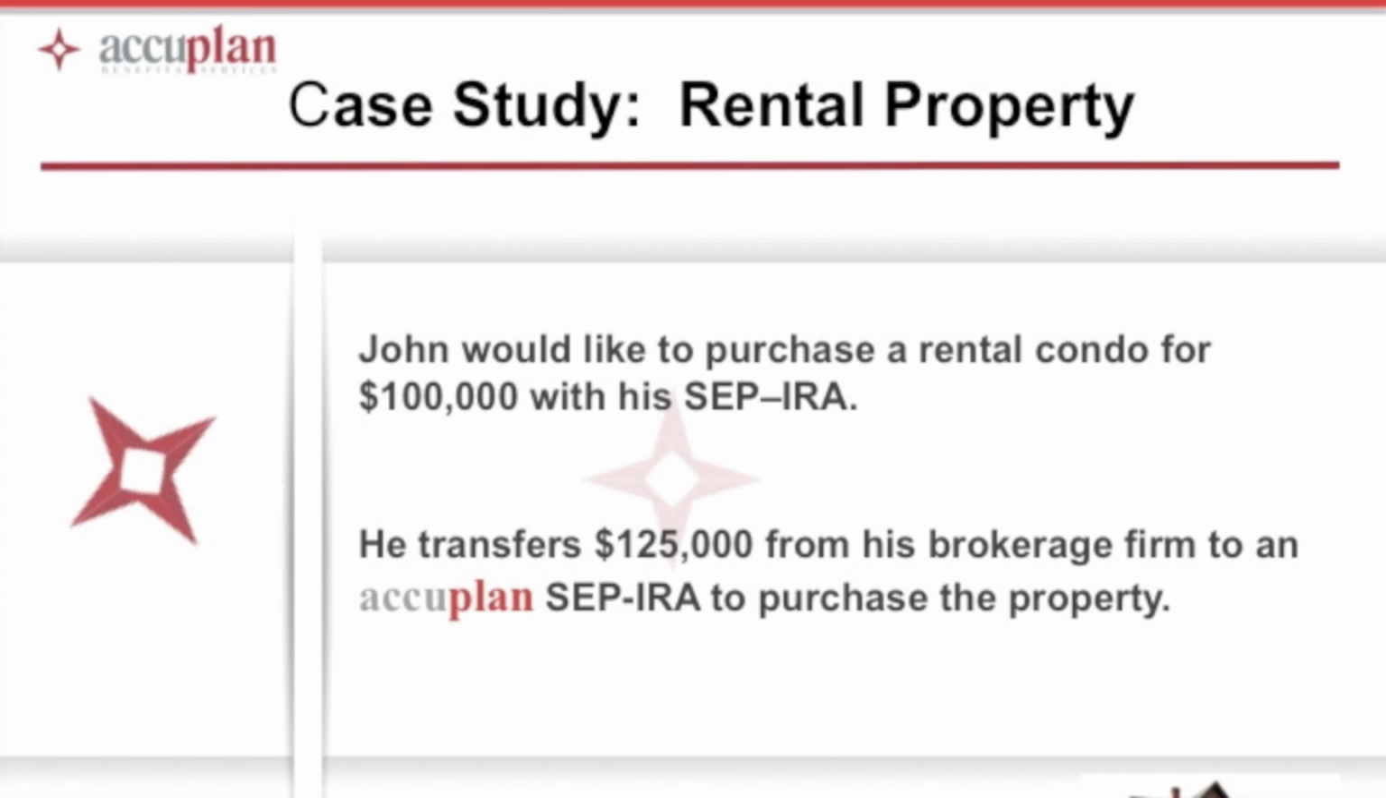He's going to go through the normal channels. One of the processes in getting this taken care of is to complete the purchase contract. Keep in mind, once you purchase a property within a self-directed IRA, there's a certain process that must take place. Remember, this is an arm's length transaction, so your custodian, AccuPlan in this case, is going to be serving as the third-party administrator, which means we're going to be signing all documents on behalf of your IRA to make sure that it complies with all IRS rules and remains an arm's length transaction.